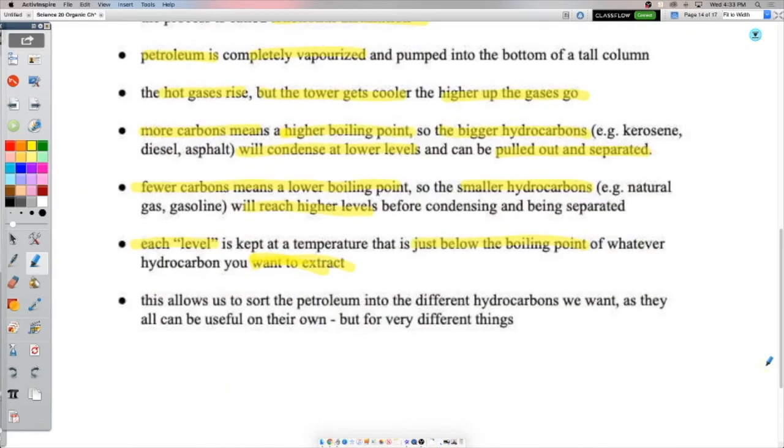So this essentially just allows us to sort the petroleum into the different hydrocarbons we want, as they all can be useful on their own, but for very different things. Altogether, crude oil, you can't do much with it. It's got so many useful parts, but when it's all mixed together like that, you really do need to separate it out to let the parts do the job they are good at.